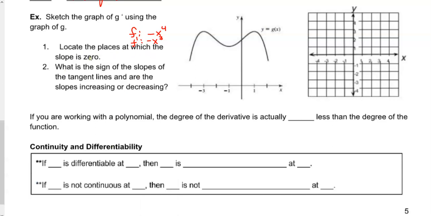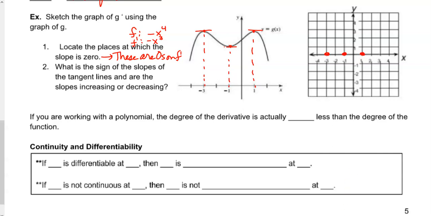We're going to locate the places at which the slope is 0. Remember, that's on our Desmos where we had those horizontal tangents. Slope of 0 would be here, I would have a slope of 0 here, and I would have a slope of 0 here. So you're looking for those relative maximums and minimums within our graph. So these are zeros on f prime. That means at negative 3, negative 1, and 1, I'm going to have a 0.